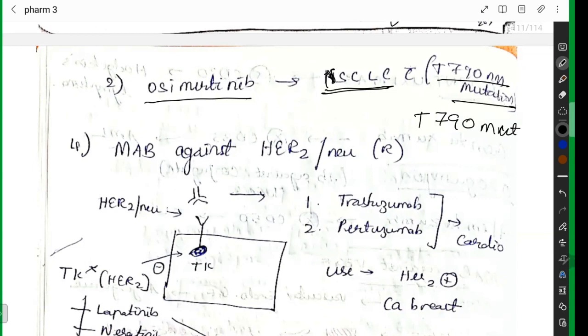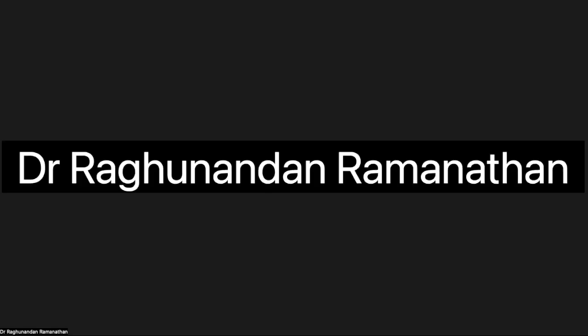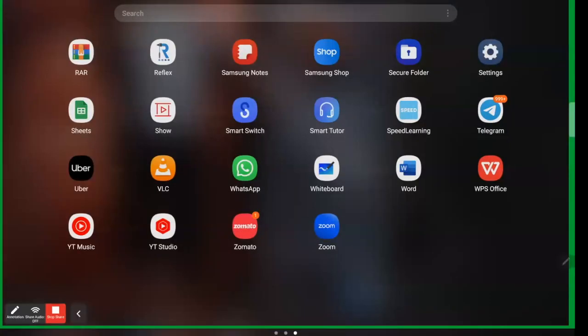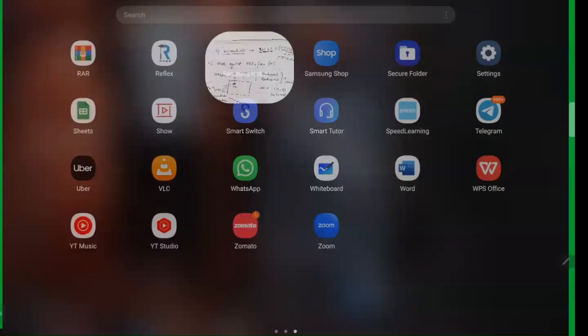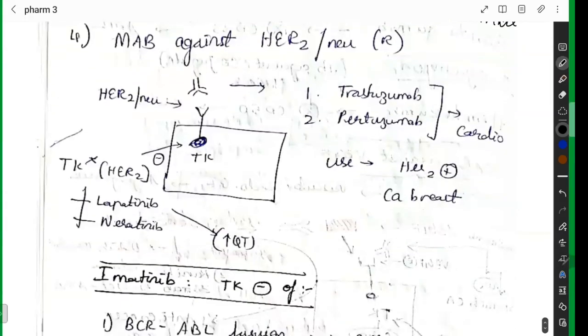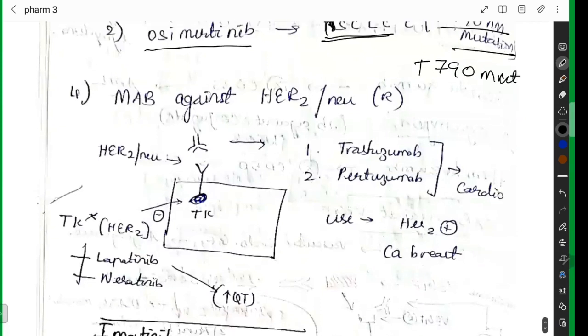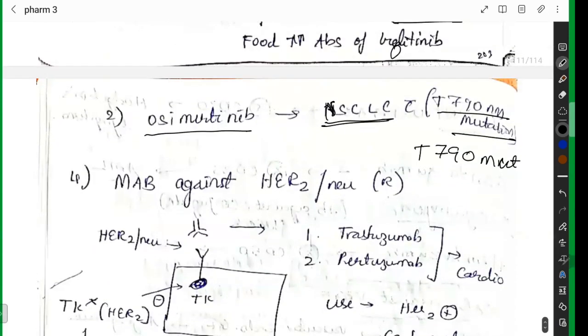What is the drug you go for in the exon mutation? Can you put it in the chat box? Come on, guys. Gefitinib. Excellent. So what is the drug you are going to use in the next one, that is non-small cell carcinoma with the T790M mutation?